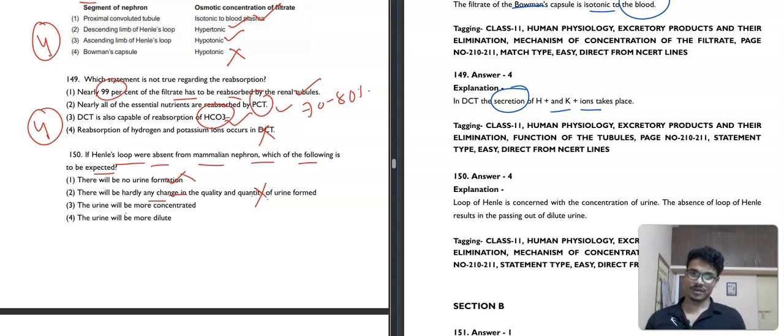There is no urine formation. This is not correct, there will be urine formation. The urine will be more concentrated? No, the urine will be more diluted. So the fourth option. Loop of Henle is concerned with concentration of urine. The absence of loop of Henle results in passing out dilute urine. So the fourth option is our correct answer for this question.